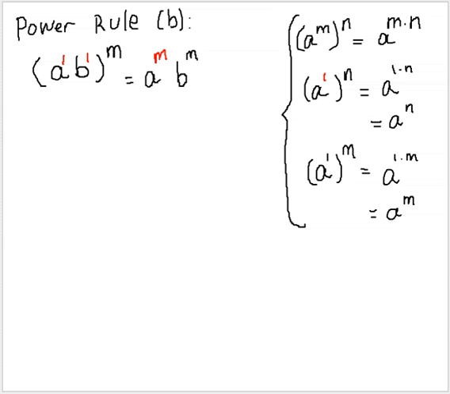Okay, let's take a look at an example of this. If I have 5n to the power of 2. Okay, Robin, can you tell me what this would be equal to?